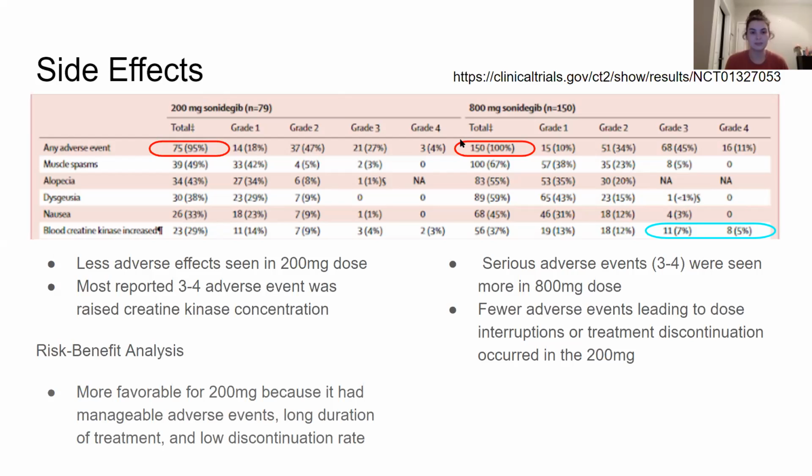And then serious adverse events, which are the grade 3 and grade 4 events, were seen more in the 800 milligram group. The most reported serious adverse event was the raised creatine kinase concentration. You can see that here circled in blue. And also fewer adverse events leading to dose interruptions or treatment discontinuation occurred in the 200 milligram group. So if we look at a risk-benefit analysis between the two doses, we can see that the 200 milligram is a more favorable dose because it had manageable adverse events and a low discontinuation rate.